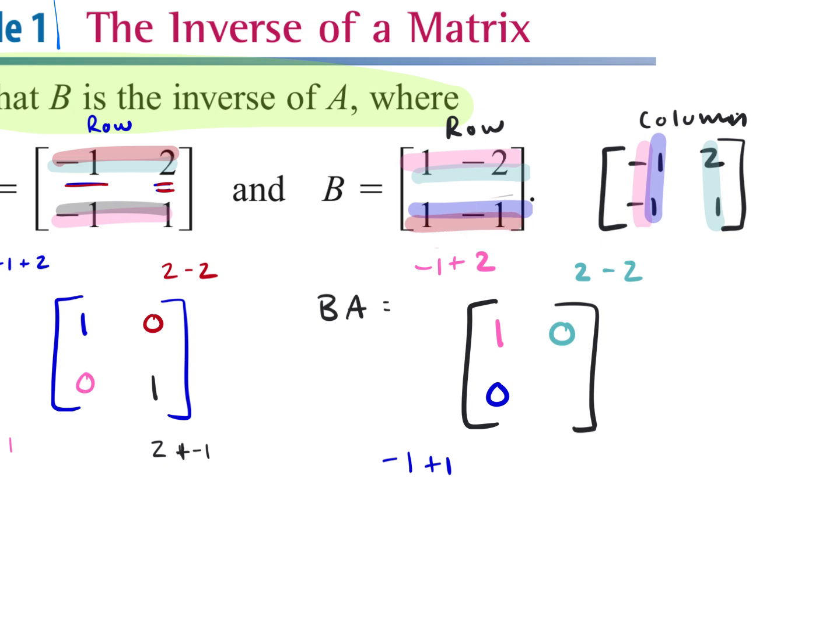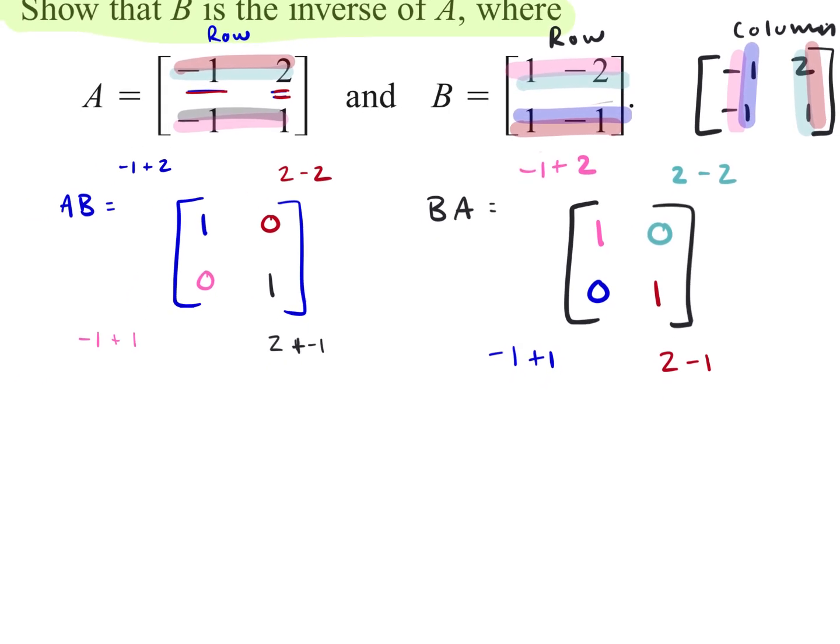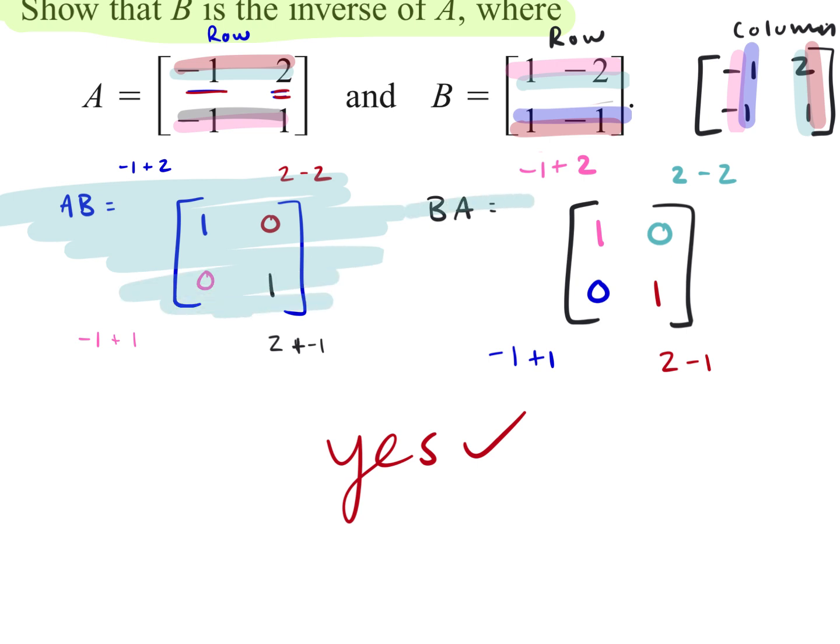And then second row, second column, 1 times 2 would be 2. -1 times 1 would be -1. 2 minus 1 is 1. Did we get the inverse matrix again? Yes. So are these inverses of each other? Yes. This is how we verified by finding the inverse matrix for A times B and B times A. It's not always going to be the case that A times B and B times A are the same thing. But when they both give us the inverse matrix, then our matrices are inverses of each other.